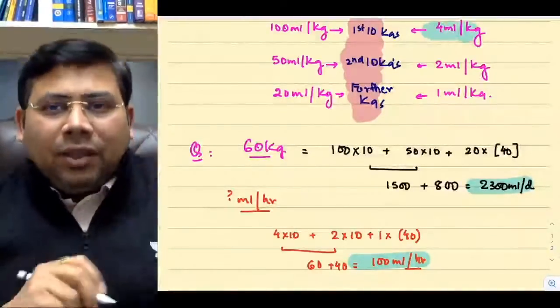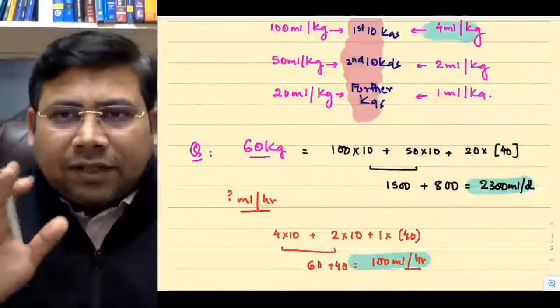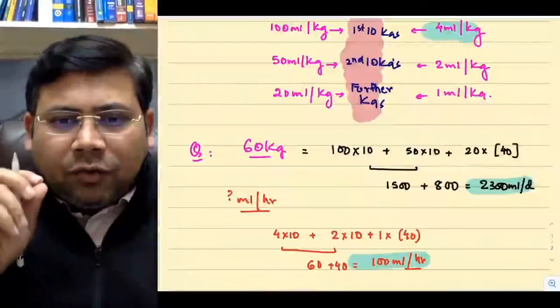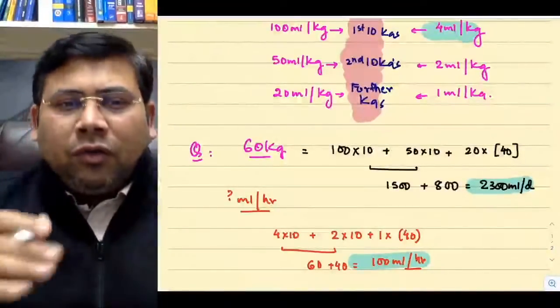Ideally, this should have been 3.78 something. In order to make the formula easy and memorizable, we have rounded it off to 4.